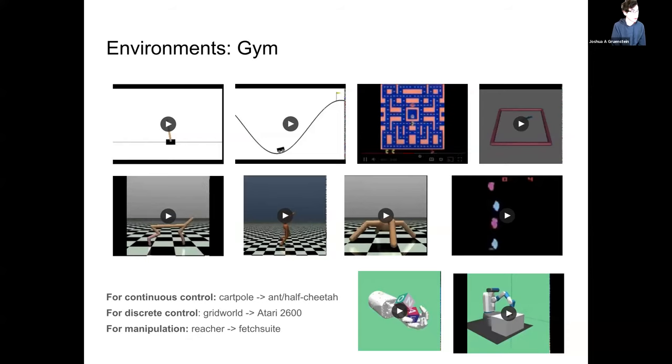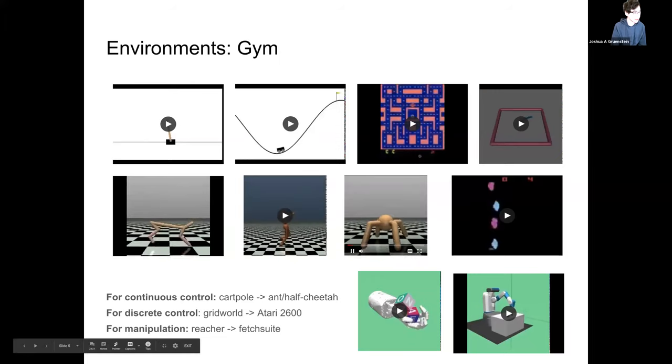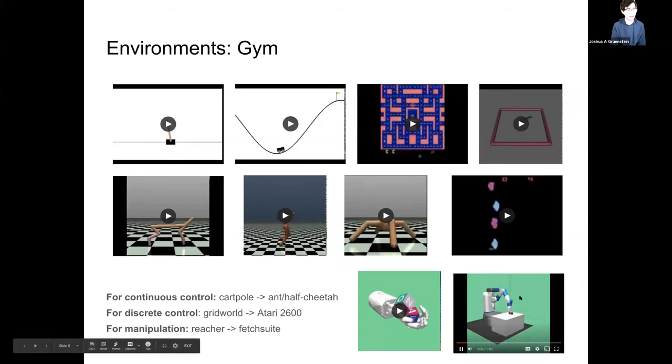Generally for continuous control, you would start off by testing your algorithm on CartPole and then move up to some of these walking tasks implemented in MuJoCo. These are half cheetah, biped, ant. For discrete control, usually the benchmark is Atari from pixels. For manipulation, some common benchmarks in OpenAI Gym are the suite of situations where you have a PR2 pushing around blocks in a simulated environment. So that's frequently used.